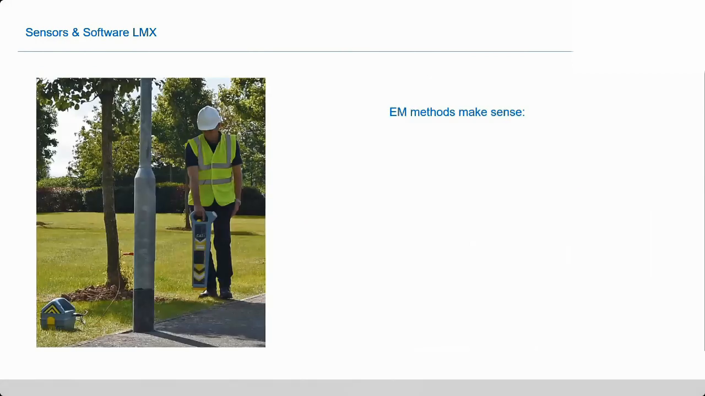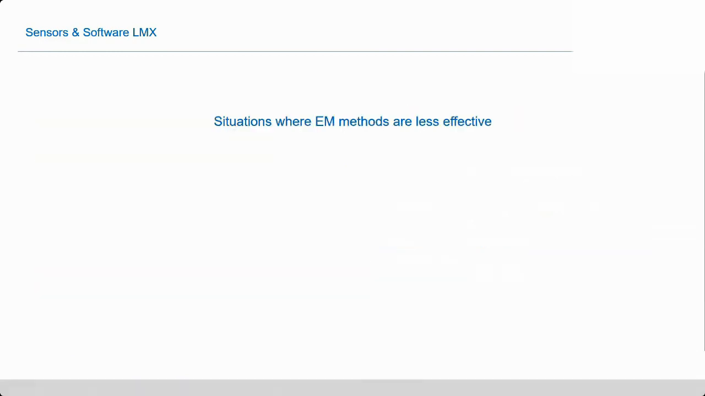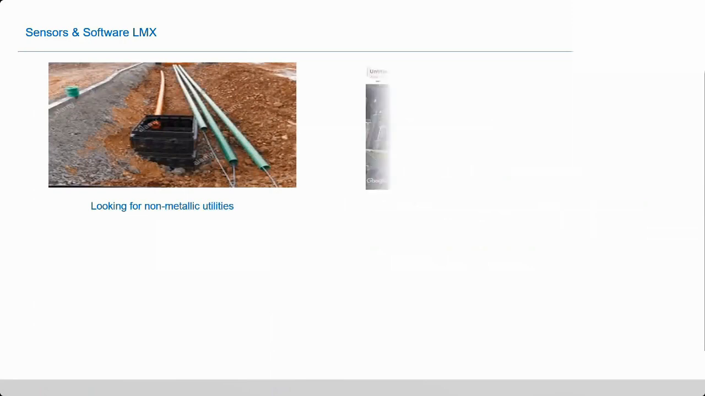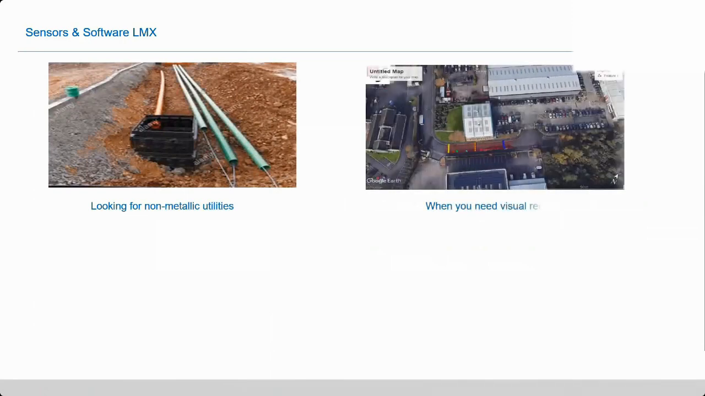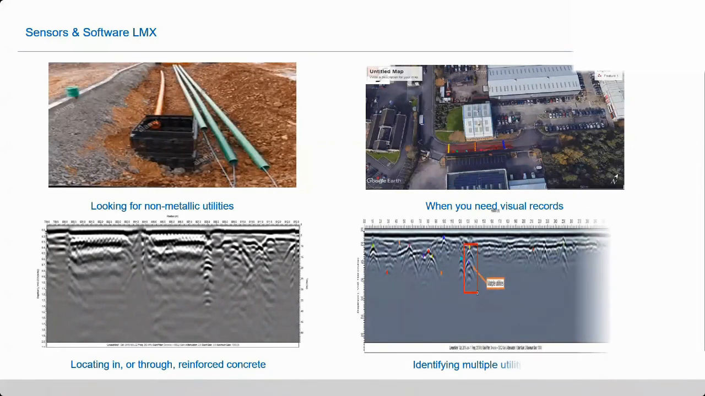So EM methods make sense when you're looking for metallic targets or something with a tracer wire. You could directly connect to it or induce a signal into a service, and you're looking for single utilities. Where EM methods are less effective: looking for non-metallic utilities, when we need visual records, if you locate in or through reinforced concrete, and if you're looking for multiple utilities in an area.